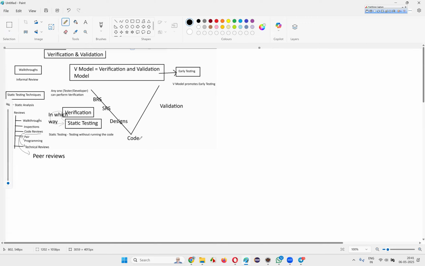So the verification part is done, guys. This much knowledge you should have about the verification part. But now we have the validation part. We are going to discuss a lot of theoretical concepts about the validation part.